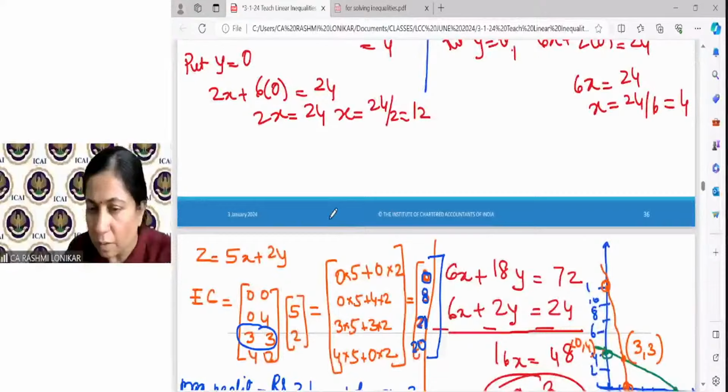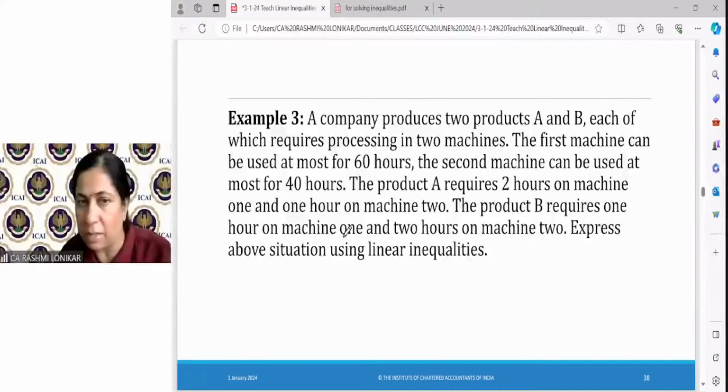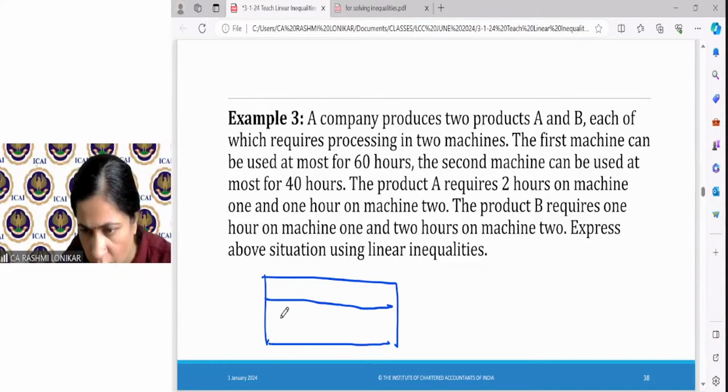So this I will just show you how it is to be done. I will make the table that you are supposed to. A company manufactures two products, A and B. Each requires machine processing time on two machines.